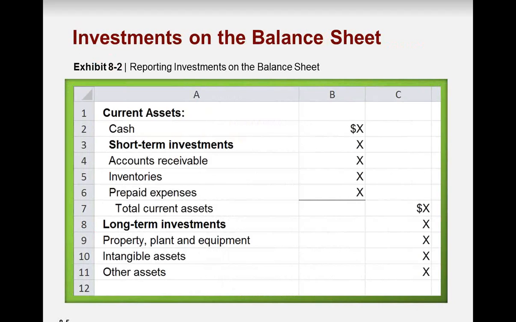Investments on the balance sheet are shown under, first we would have current assets, then our short-term investments, then our long-term investments would be listed in the section right before our property, plant, and equipment. So basically, when we have a classified balance sheet, we've got 4 classifications of assets: the current assets, the investment section, property, plant, and equipment, and intangible assets. So basically 4 sections on the balance sheet under assets.